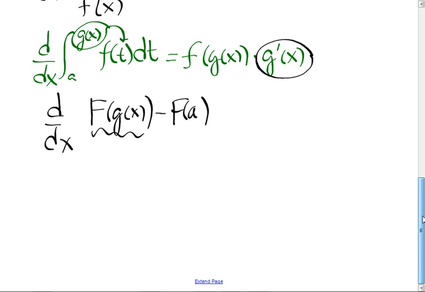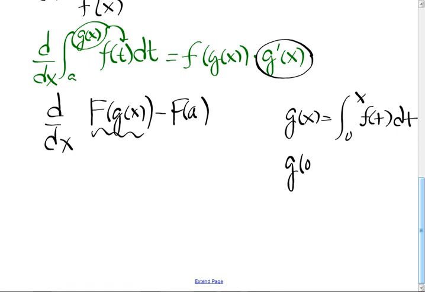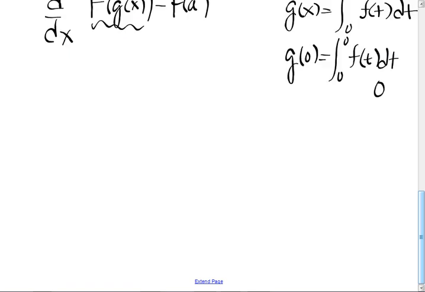You're going to see this with area problems. They're going to define g of x, something like this, as the integral from 0 to x of f of t dt. And they might ask for g of 0. What's g of 0? Remember that? I think I'm reviewing it. It's 0.